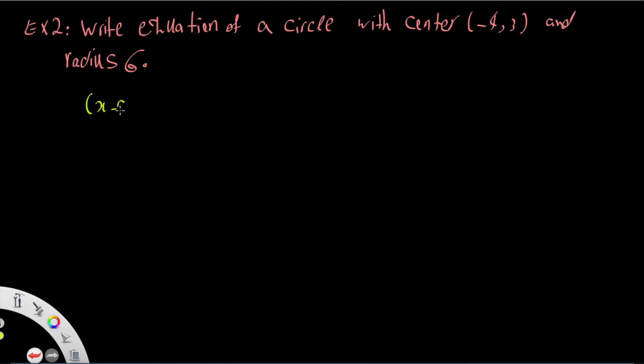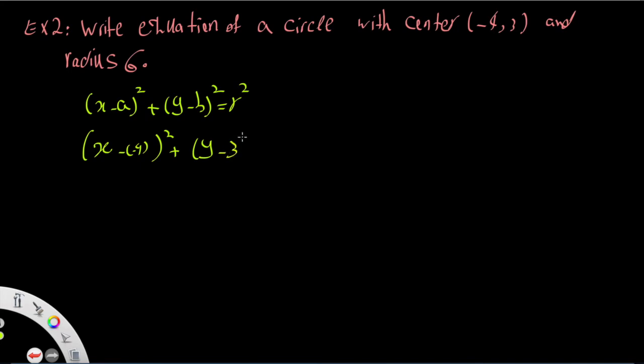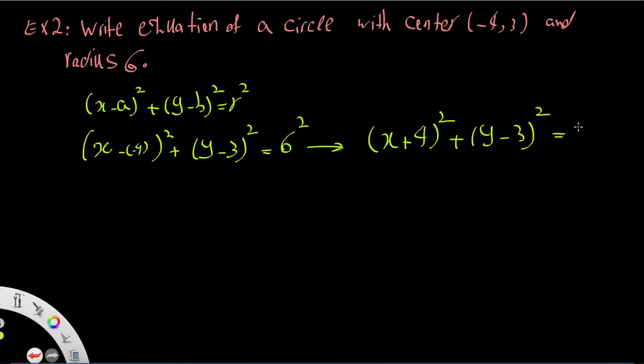Again I write the formula: x minus a squared plus y minus b squared is equal to r squared, where a and b are coordinates of the center and r is the radius. You have all these elements, so it will be x minus negative 4 squared plus y minus 3 squared is equal to 6 squared. So it will be x plus 4 squared plus y minus 3 squared is equal to 36.